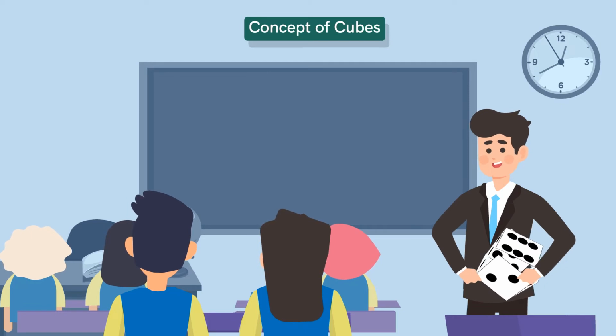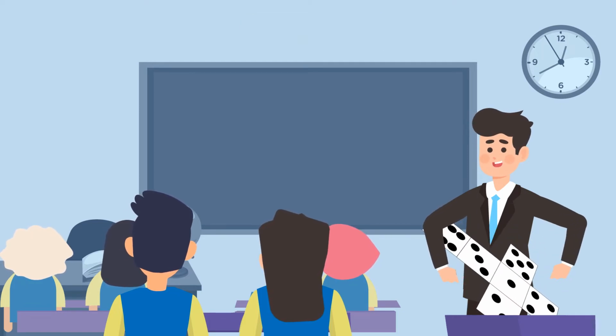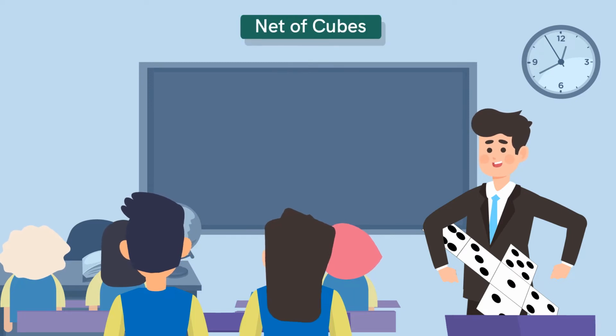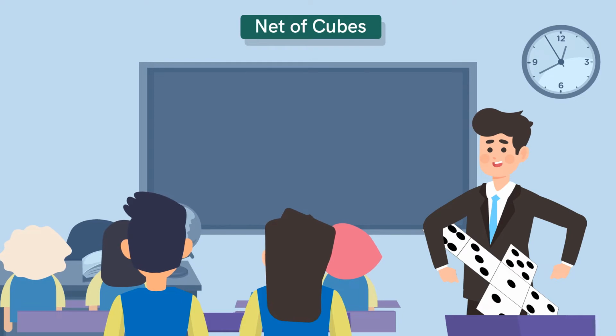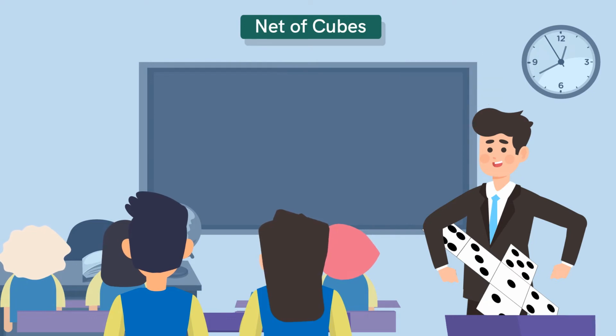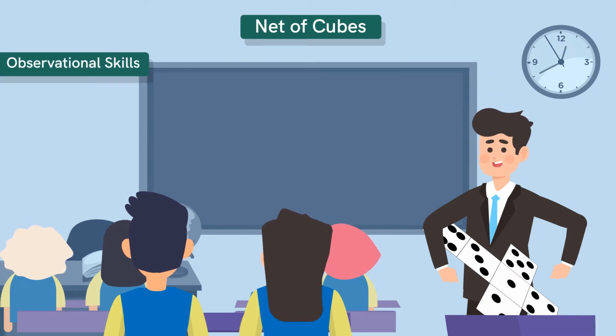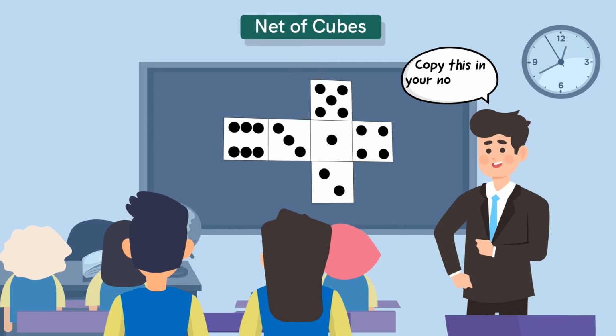Then, open the folded edges of the dice in front of the students to introduce them to the net of a cube as shown. Display it to the students and ask them to observe it carefully. This will aid in enhancing their observation skills. Then, proceed to draw the net on the blackboard and ask the students to copy the same in their notebooks.